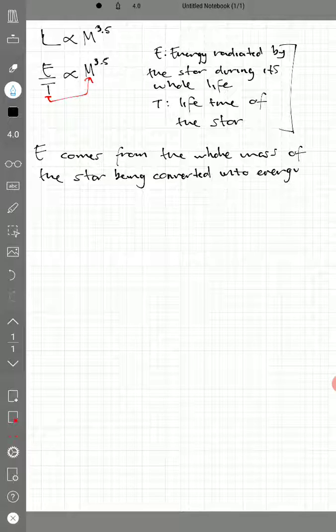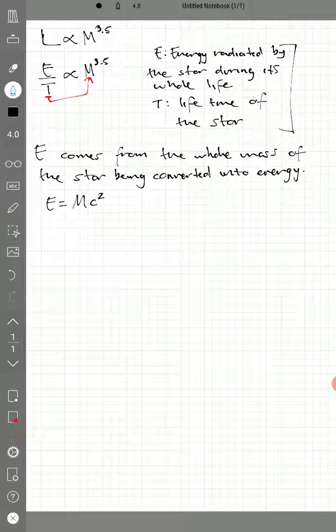And we know, thanks to Mr. Albert Einstein, whose birthday was a couple of days ago, on Pi Day, if you didn't know, that energy will be equal to mc squared, right? So if we assume that all the mass of the star is being converted into energy, then the amount of energy that the star will radiate during its lifetime will be equal to mc squared.